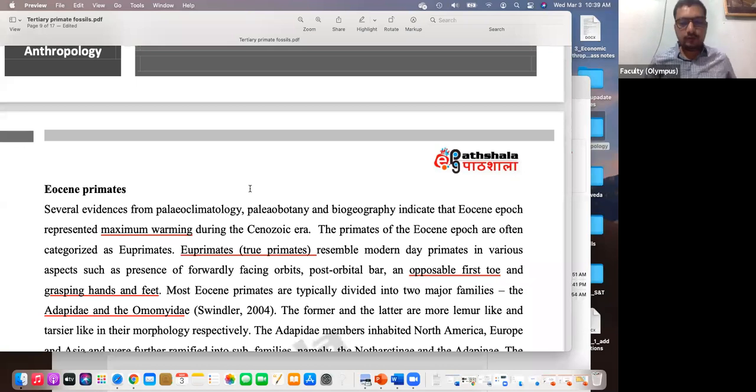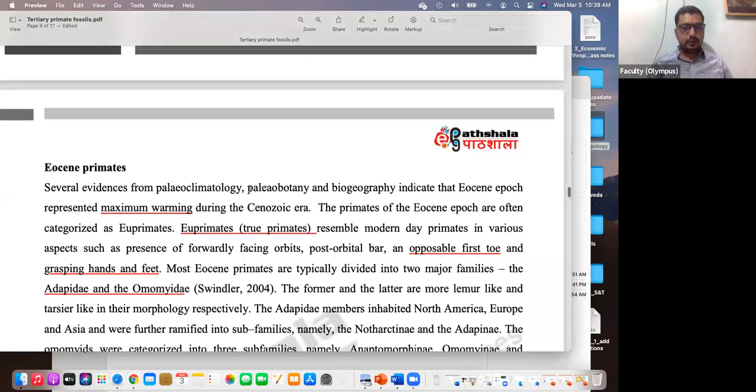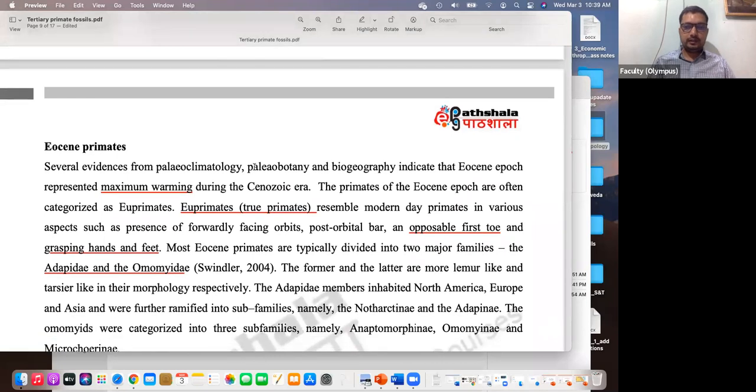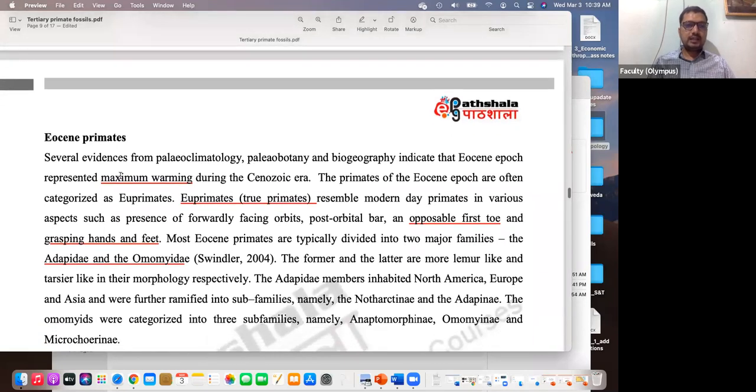So here definitely there are a few pieces of evidence that showed more primate-like features. Several evidences from various studies from various areas represented maximum warming during the Cenozoic era. The Eocene period also had warming, climates were warmer. So the temperature has increased here. The primates that are found in the Eocene era are called euprimates, or they are known as true primates. So true primates have started from the Eocene era. Although their signs were there in the Paleocene, hence they are called euprimates or true primates. They resemble today's or modern-day primates in various different features.